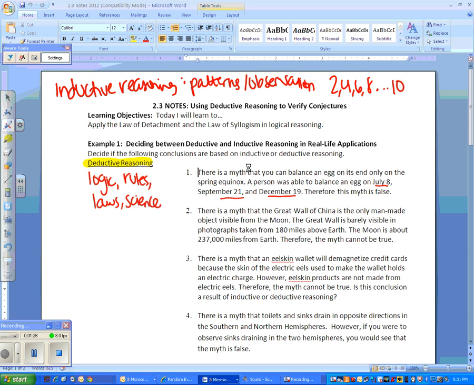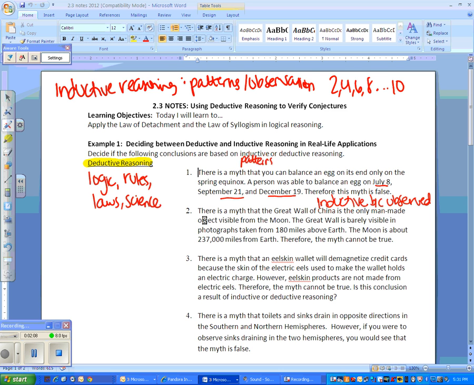So did this person use inductive reasoning or deductive reasoning to determine that the myth is false? Inductive reasoning, remember, is patterns and observations, whereas deductive reasoning is science. Well, because this person observed it, that's inductive reasoning. If the person had said, well, because of the Earth's spherical shape and the rotation of the Earth's axis, there's no way to balance an egg, if they were using science or something like that, that would be deductive reasoning. So number one is not using science, it's using observation, so it's inductive.